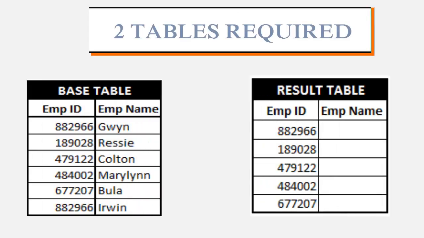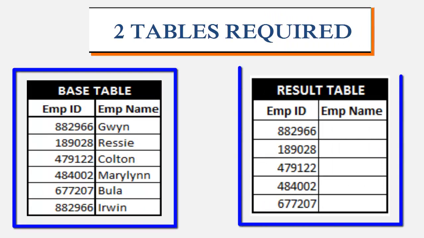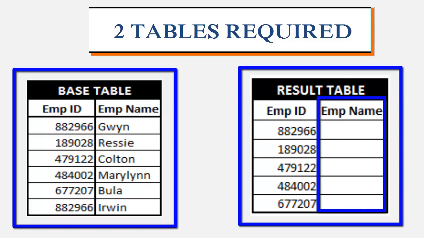To use Vlookup function, we generally need two tables. One is the base table, from which we need to look up or extract the value, and the second one is the result table, where we need to show the extracted value. In Vlookup, the base table must be in vertical format. That means the data table will have column headers. The orientation of the result table in Vlookup does not matter. It can be vertical or horizontal.